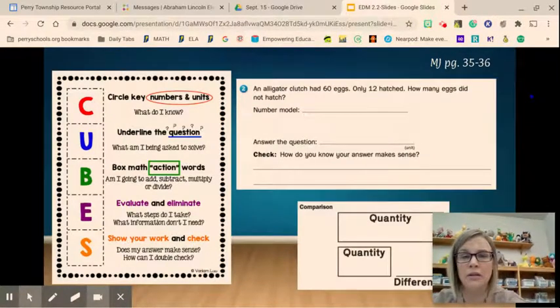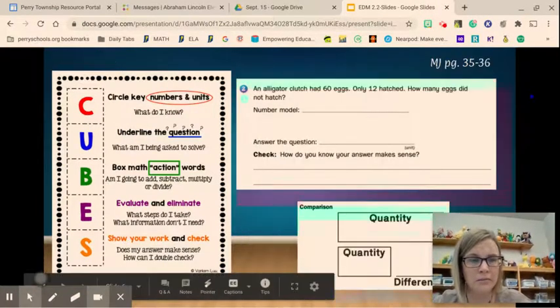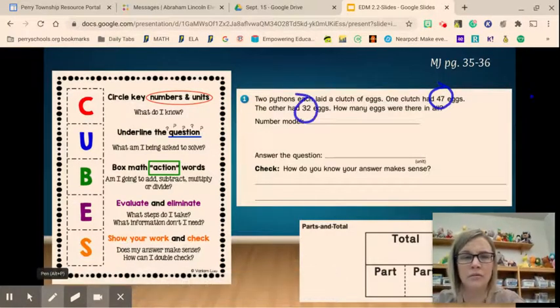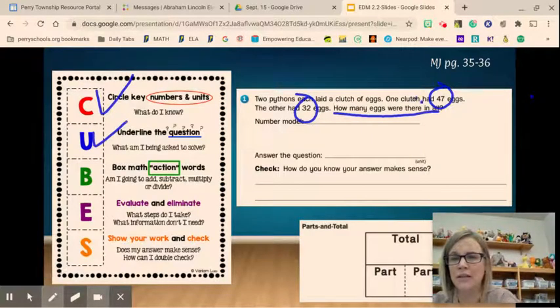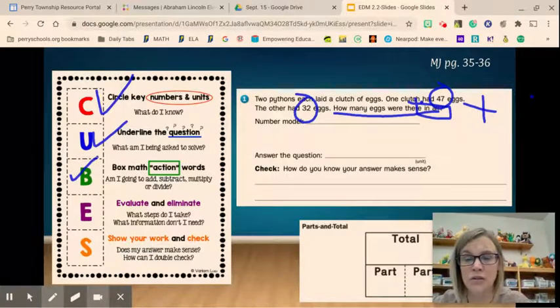So I'm going to circle my numbers, go back a couple pages, and I have 47, 32. How many eggs were there in all? My math action word is "in all." One clutch had 47, the other one had 32, and I want to find in all, so I probably am going to add. When I evaluate it, again, I'm looking at it and saying there are 2 clutches. One of them is 47, one of them is 32. I want to know how many in all.